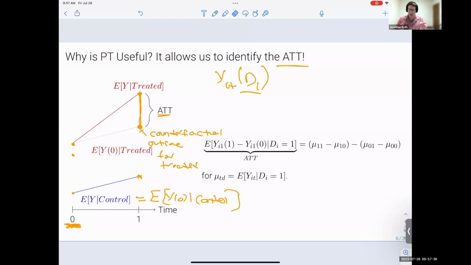And so you can deal with local violations of the no anticipation assumption just by redefining when the start date is. So if you define the start date to be when you think people can start reacting, then you don't have any problem if people don't anticipate it prior to that start date. So that's a great question. Okay.